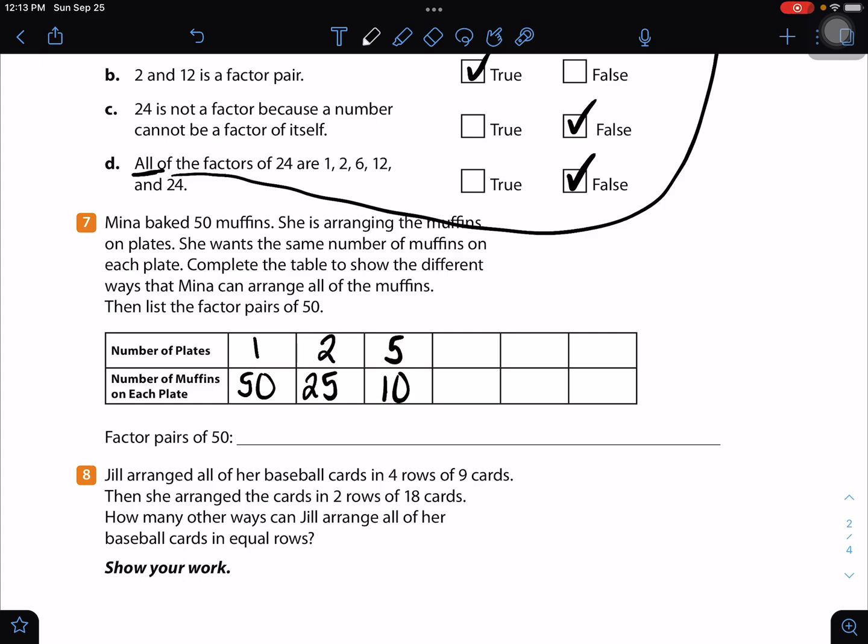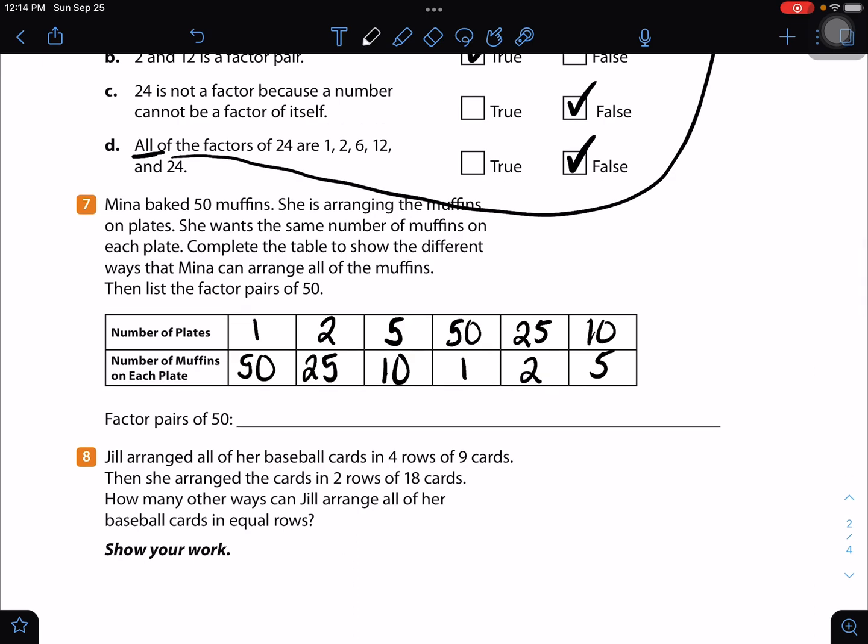If I think 6, nope, not 6. 7, not 7. 8, not 8. And 9 doesn't go in either. So essentially, all the ways she can do it, she could also have 50 plates and put 1 muffin on each. That's a lot of dishes. She could put 25 plates out with 2 muffins on each, or she could put 10 plates with 5. I think that one makes the most sense.